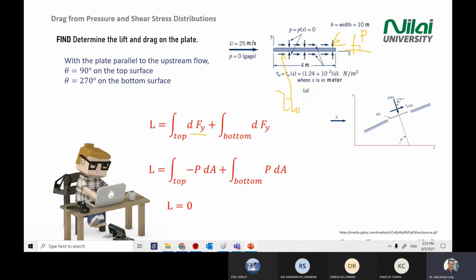But you can ask, what happened to the wall shear stress? Does it contribute to lift or not? The answer is no, because our definition for lift is any force that is perpendicular to your velocity. So if your wall shear stress is along the U, it will not become lift.